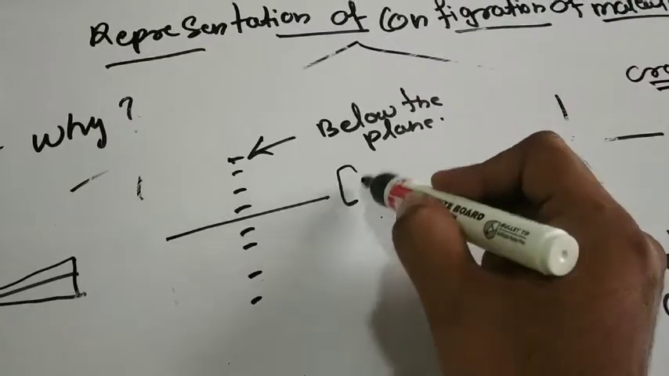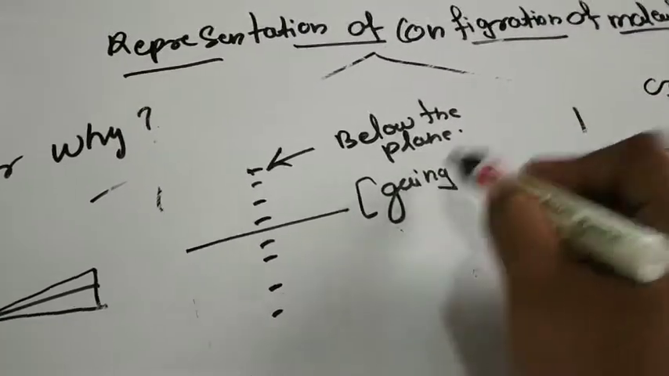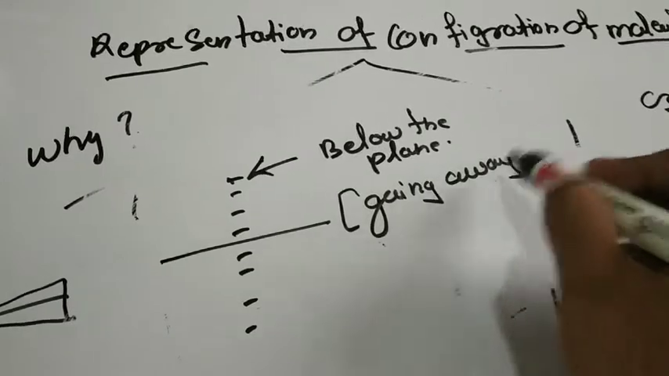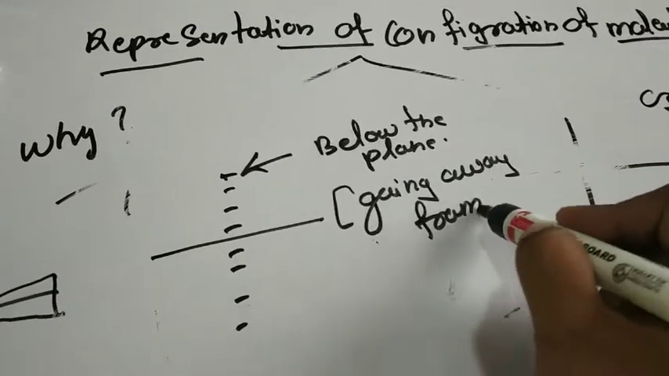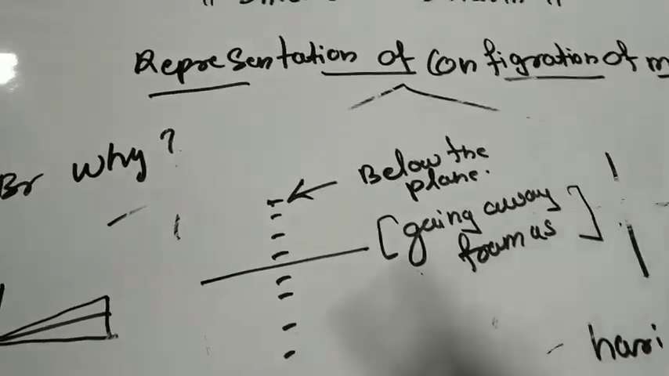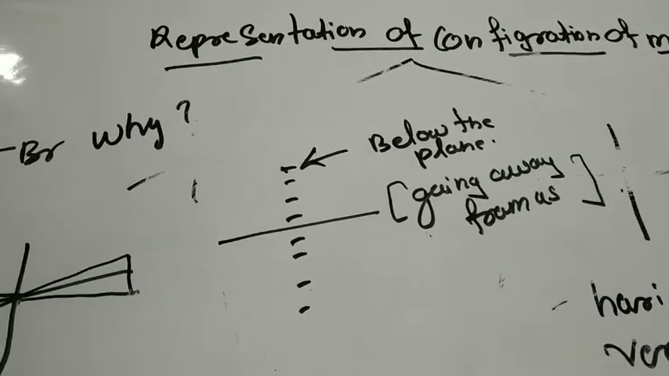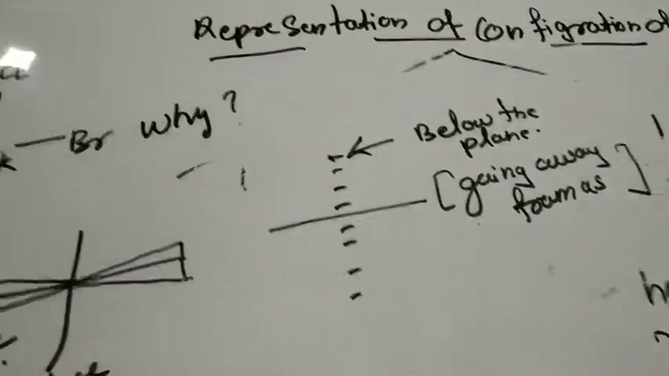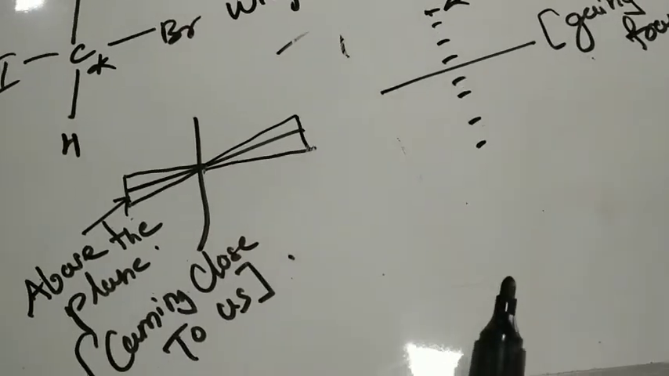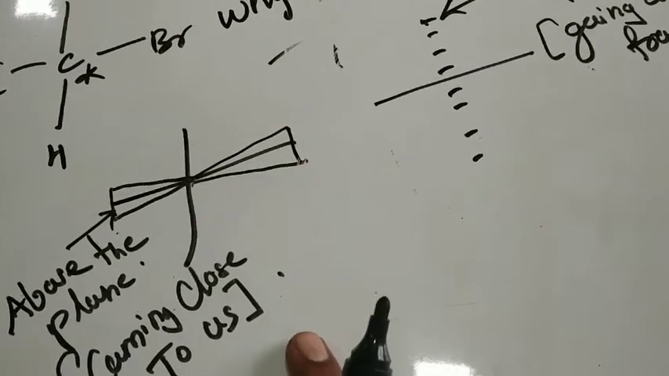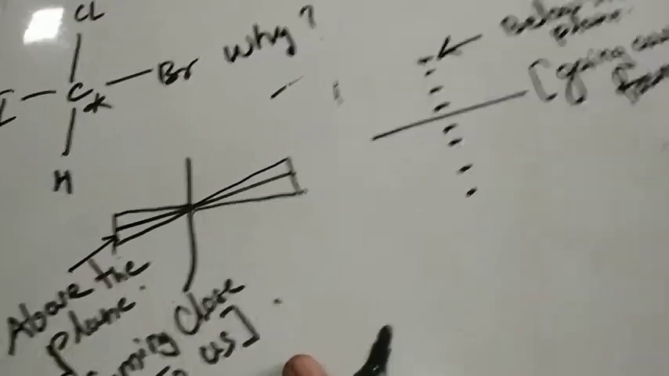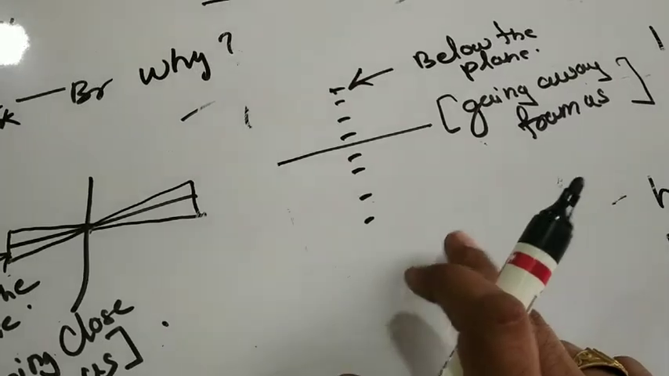This is going away from us, is called as the below the plane or the vertical line representation. So I hope, my dear students, you have understood both the presentation, how the horizontal line is represented and how the vertical line is represented.